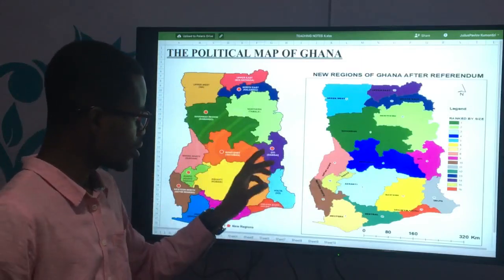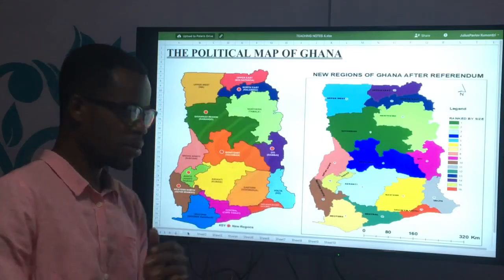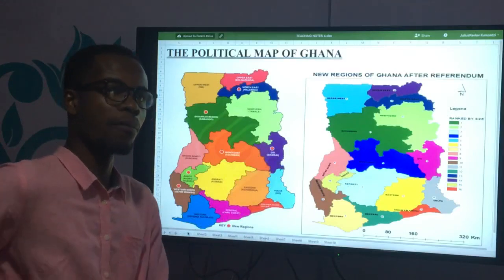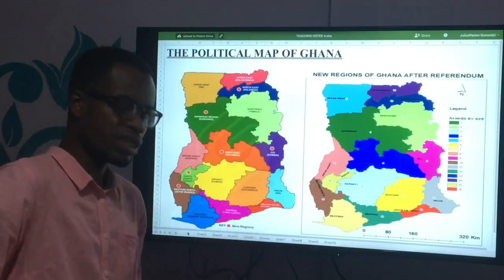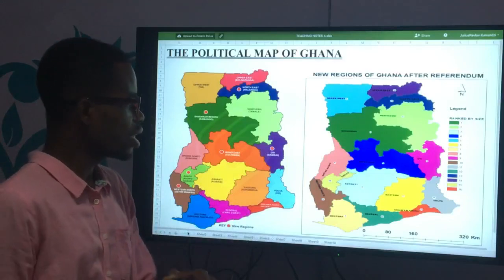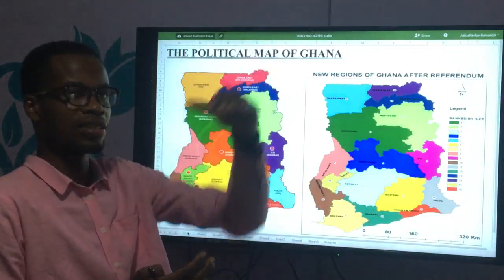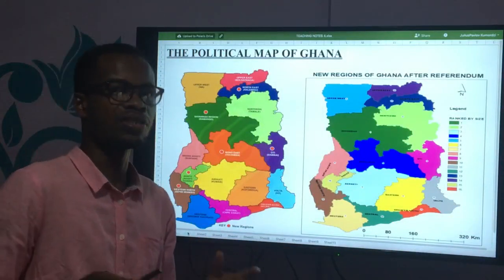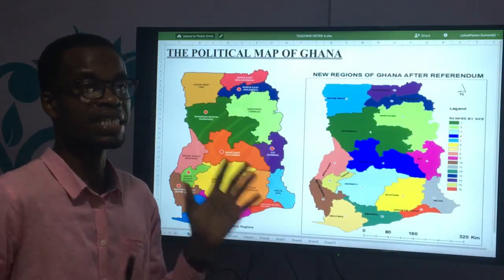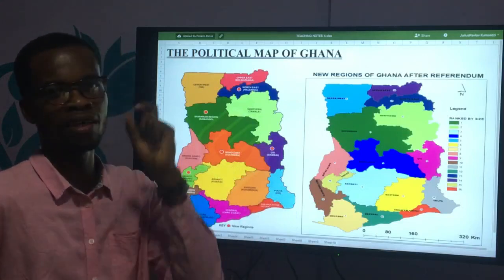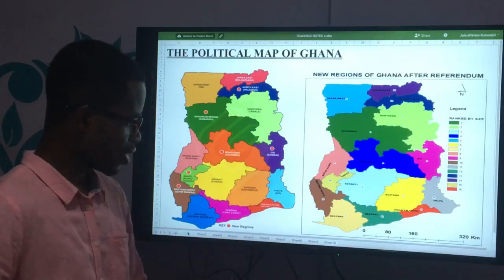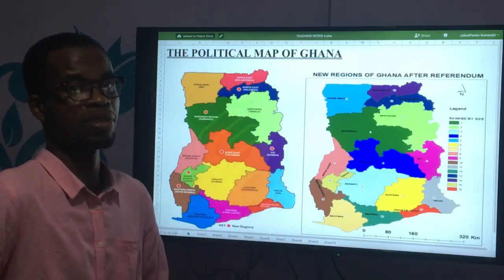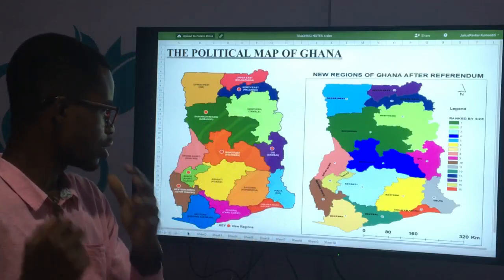Let's move to this side. Oti shares boundary with Bono East, the Oti region. It was created out of the former Volta region. So the Volta region is still there, but part of it has been cut off, and it is now regarded as Oti region. Oti region's capital is Dambai, D-A-M-B-A-I. So that is it. Then we move to the Volta region itself, still maintaining its capital Ho, H-O.